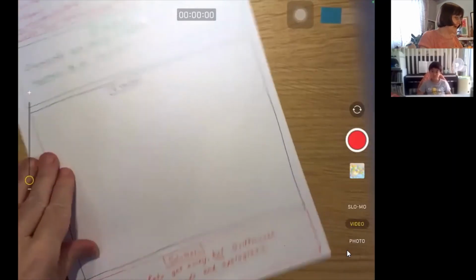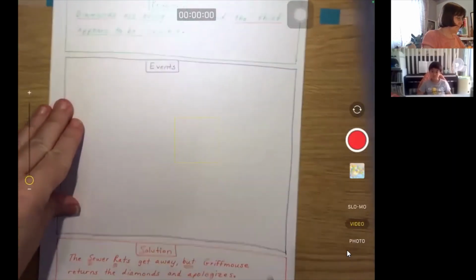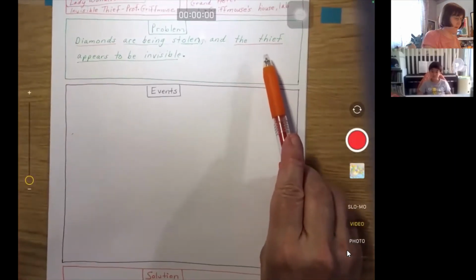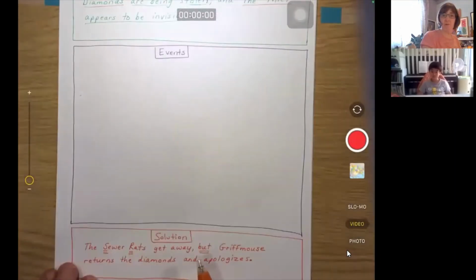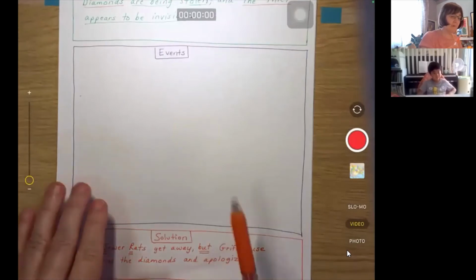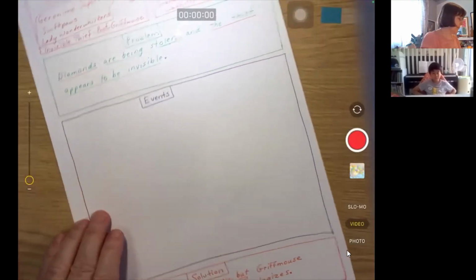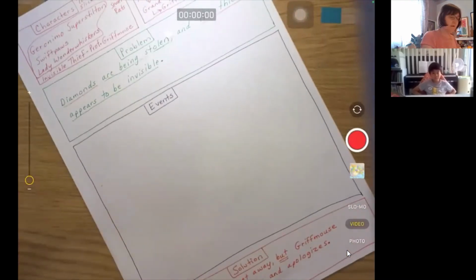Okay, so here we have the beginning of our story where we have the problem, and we have the end of our story where we have the solution. But now we need to be thinking about what are the things that happen in the story that help solve the problem. Okay, so we're going to do event number 1.